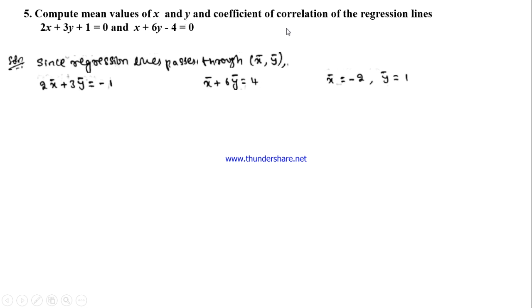Now to find the coefficient of correlation, let me assume this is a regression line of y on x and this one is regression line of x on y.